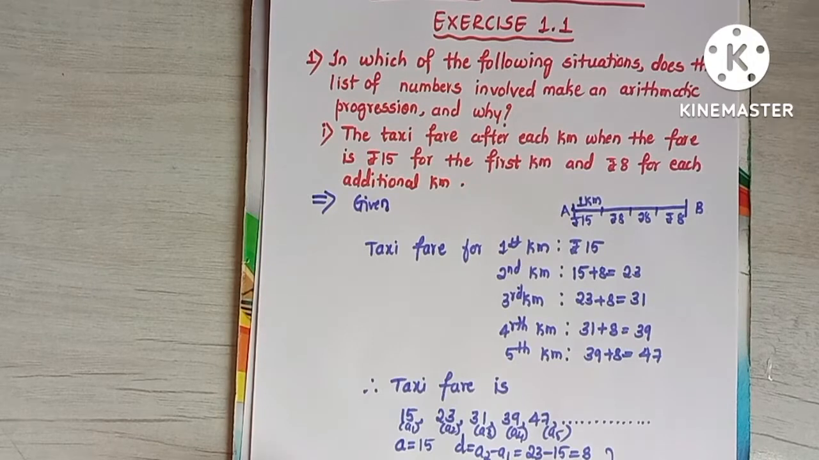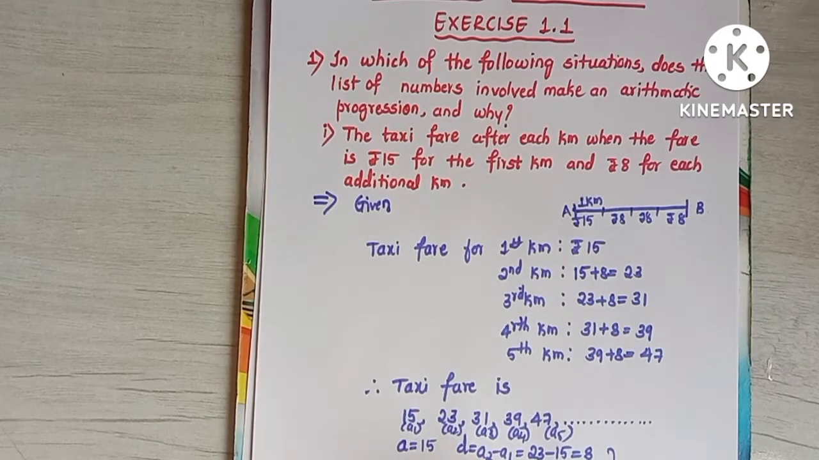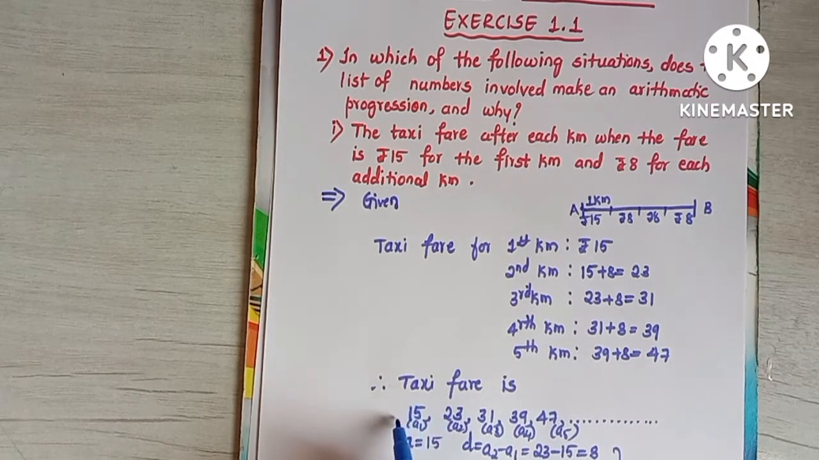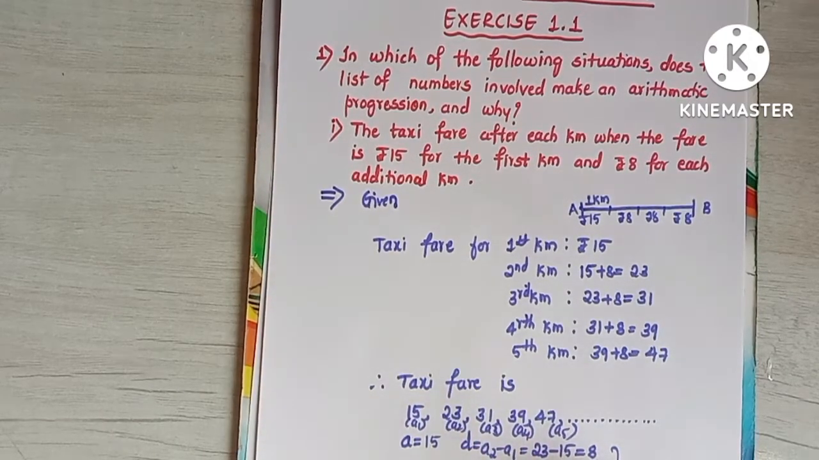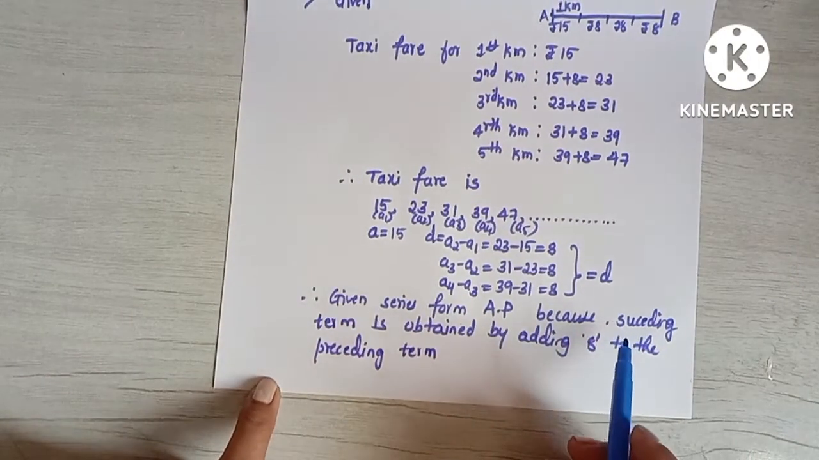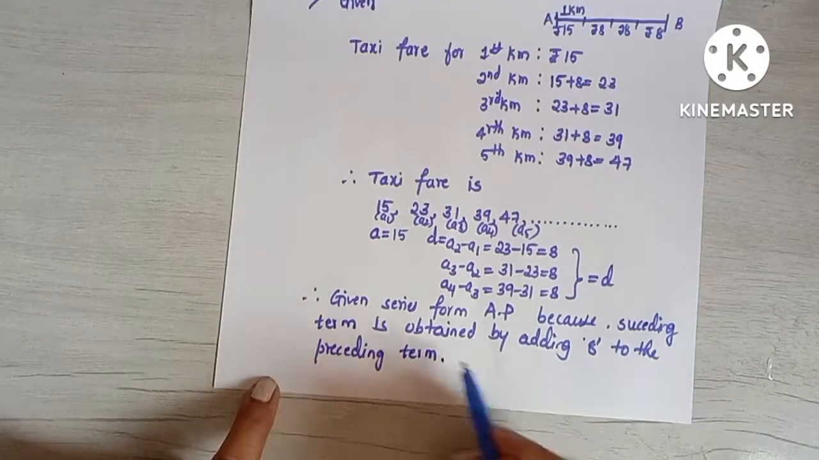Therefore, the given series forms an arithmetic progression. Why? Because for the preceding term, a constant number 8 is added. Therefore, the given series forms an AP because each succeeding term is obtained by adding 8 to the preceding term.